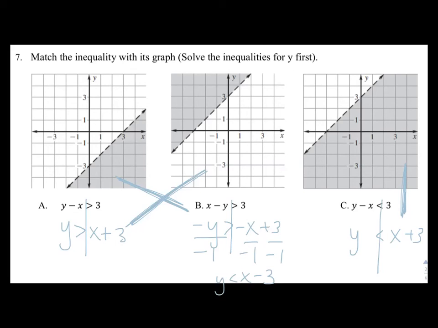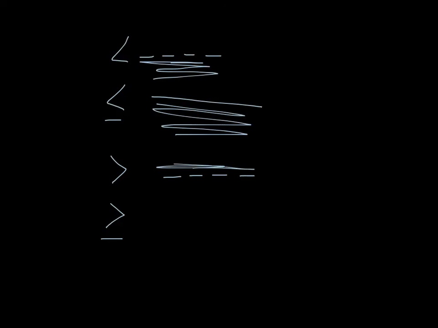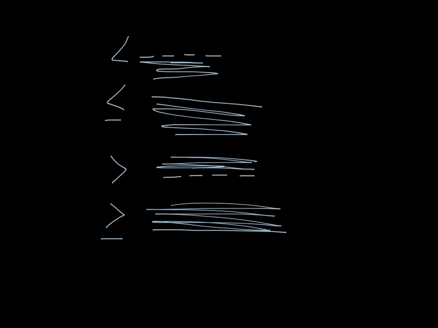And that's pretty much it. Remember, when you're talking about inequalities, you have 4 symbols. You have less than, less than or equal to, greater than, and greater than or equal to. When it's less than, you're going to use a dashed line, and you're going to shade below. Less than or equal to, solid line, shade below. Greater than, dashed line, shade above. And greater than or equal to, solid line, shade above. And everything else is the same as graphing any other line in slope intercept form.